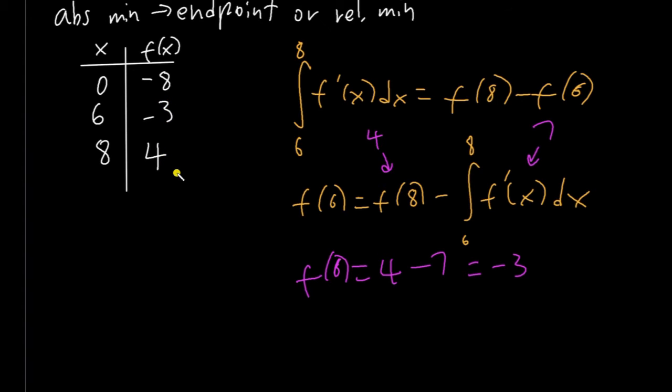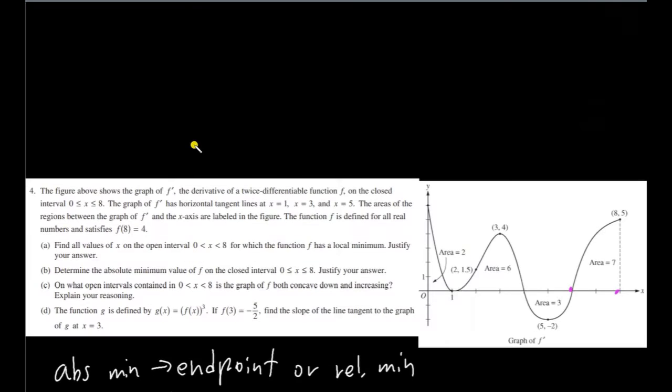Okay, so now we figure out which of these is the lowest. Because remember, the absolute minimum is the lowest value. And as you can see here, the lowest of these 3 is negative 8. So you'd say the absolute minimum of f from 0 to 8 is negative 8. Right?